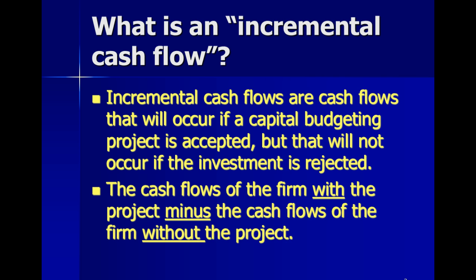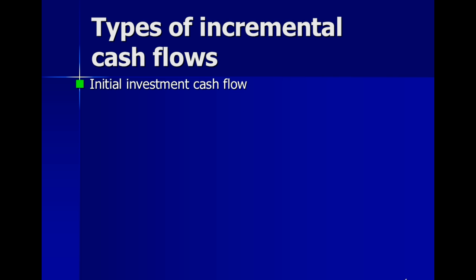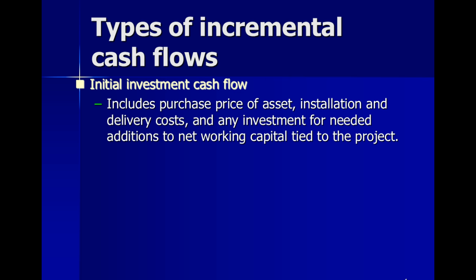And we always want to take the cash flows with the project minus cash flows without the project. Okay. So the initial cash investment is going to be the purchase price of the asset, which could include the installation and delivery costs, and any additional investment you may need, basically looking at the working capital tied to the project. So if you open up another location for your business, say you have one laundromat in the town you live in, and you open up a second laundromat in that town, you want to look at the additional investment you'll have to make in quarters, because you'll have to stock the laundromat with quarters and cash and maybe some supplies. So that would be considered net working capital.